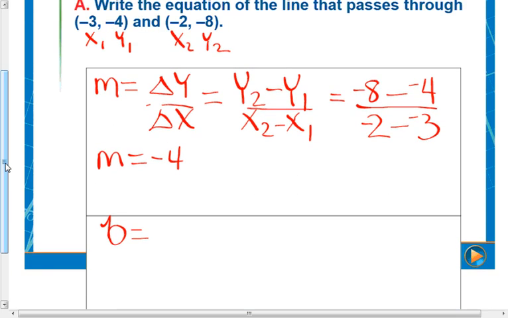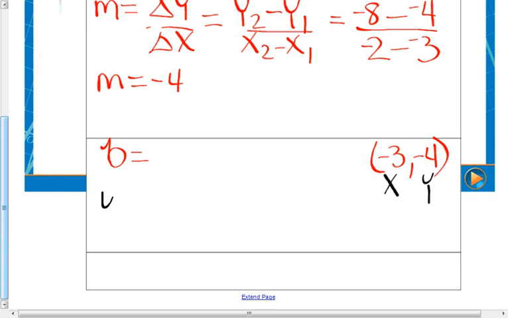You could pick either point. I would pick the one with the easiest numbers, ones that don't have negatives. Both of these appear to have negatives, so it really doesn't matter. Let's just pick the first one, negative 3, negative 4. Okay, I'm going to call that x and y. Okay, and we know that m is negative 4, so y is equal to mx plus b. Plug in negative 4 equals negative 4.